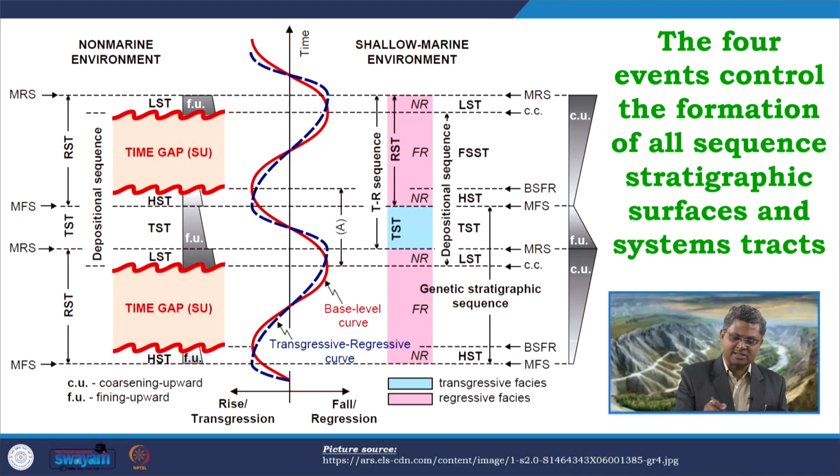I will just refer back to this fundamental diagram. This diagram I have already shown you earlier also. This is a very fundamental diagram, and again we are referring back to it because this is the key to understand the basic sequence elements. In this diagram, this red line is the base level curve and this blue dashed line is the TR curve. So we are getting transgression and regression, in this way it is going on.